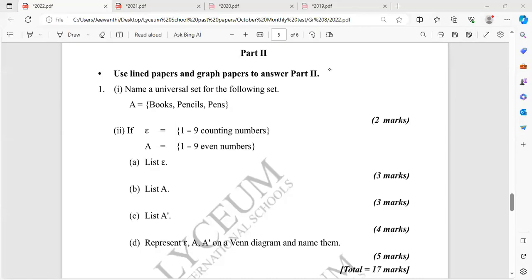Right. Now here I have taken the 2022 paper again, but this time I am selecting the set question. If you go through all the past papers, you can see that you always get a compulsory question from the topic set, and it is around 15 to 17 marks, or sometimes 10 to 15 marks.